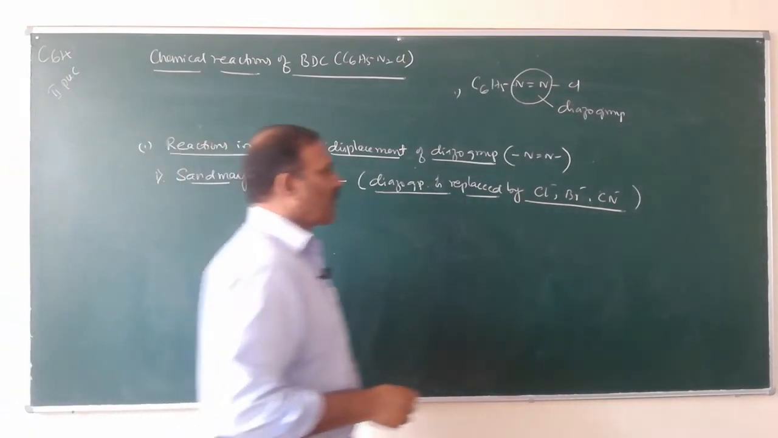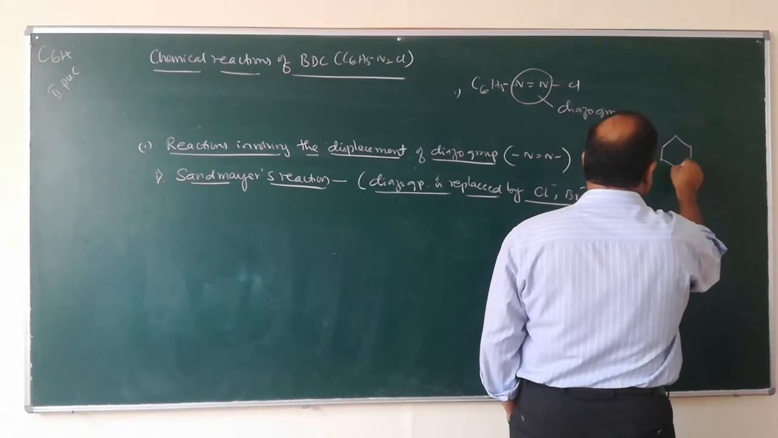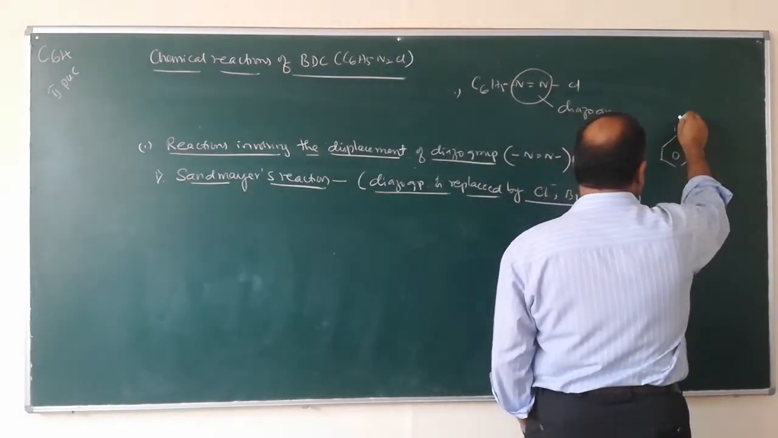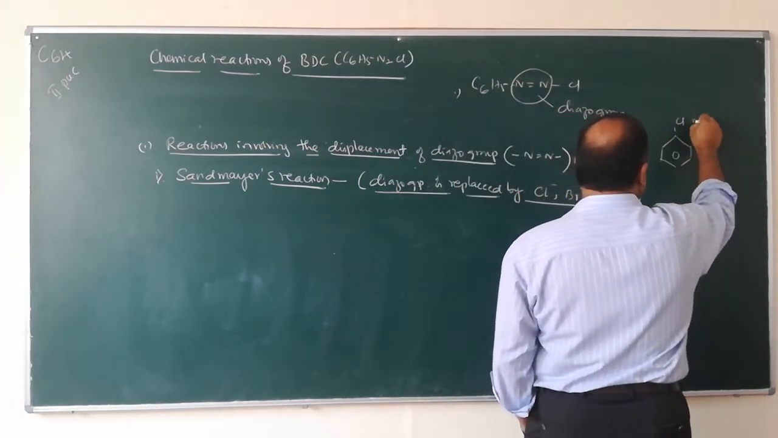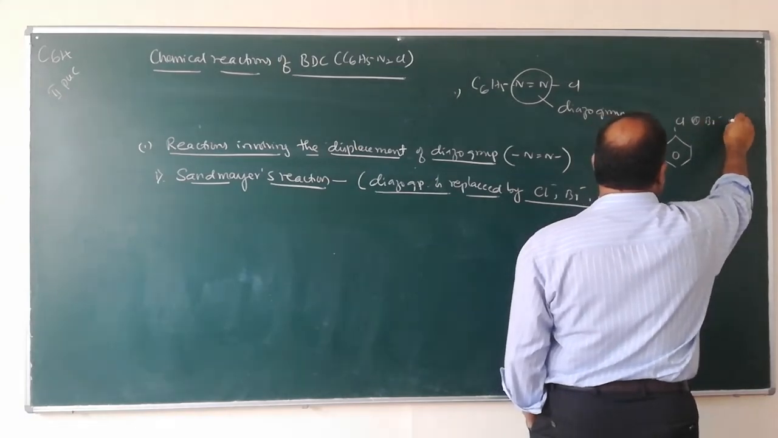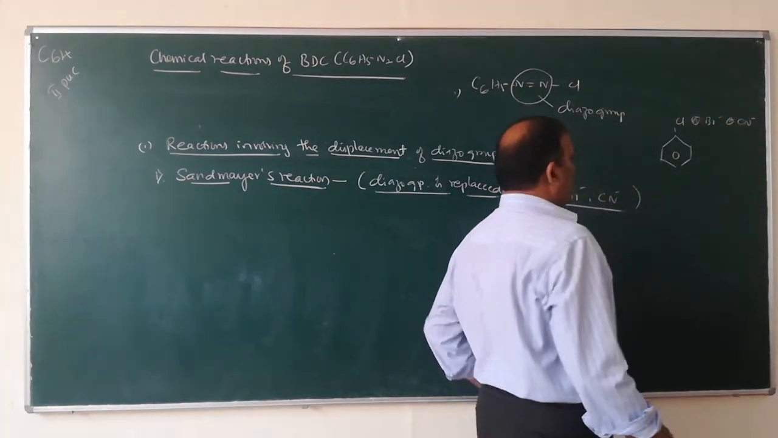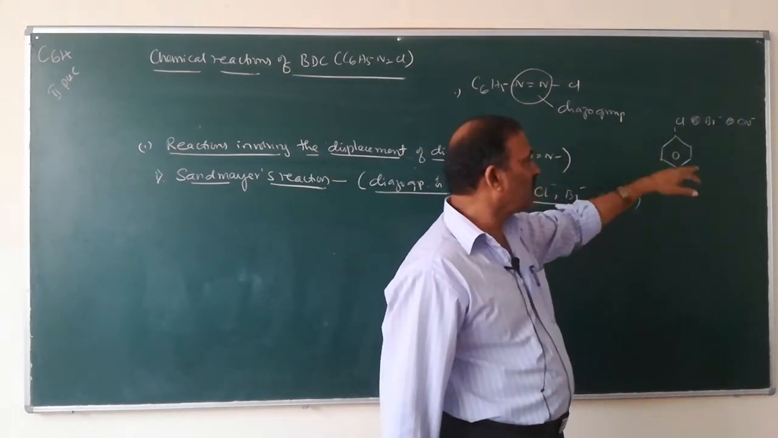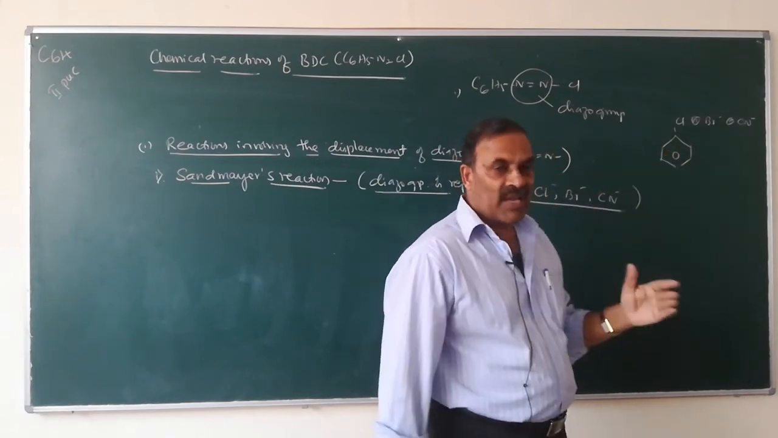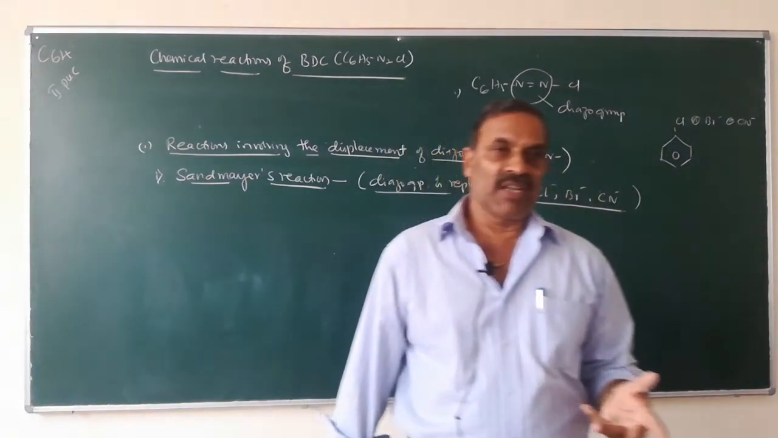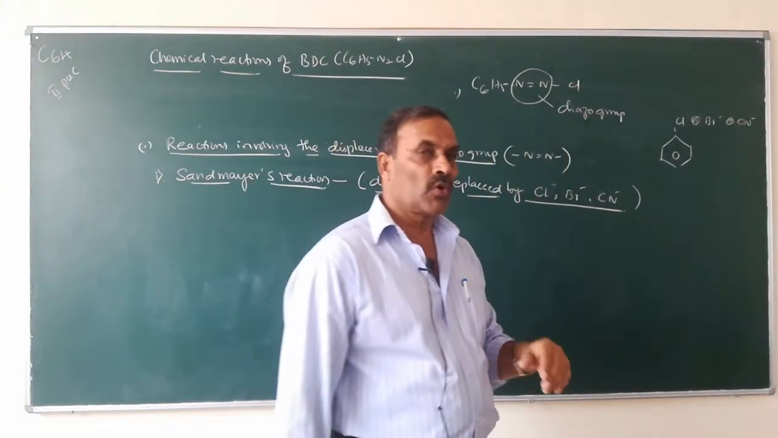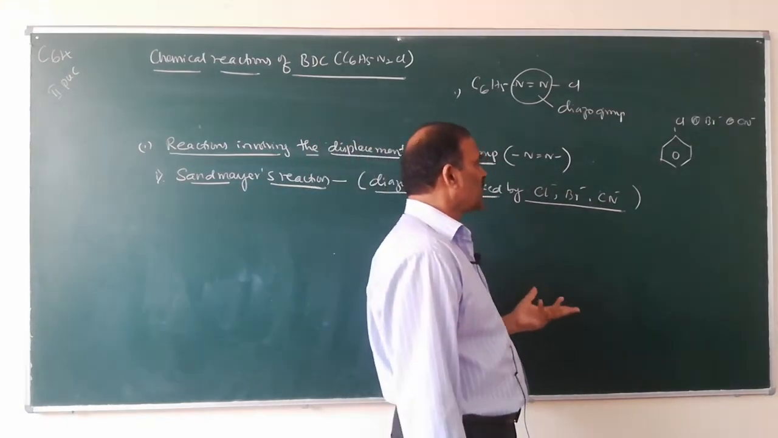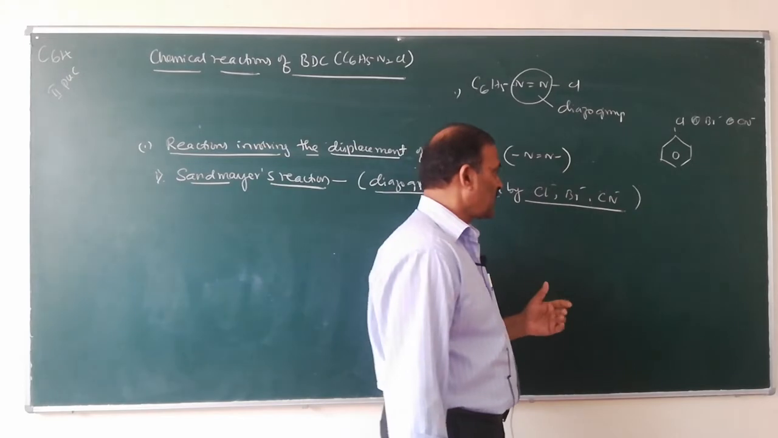Introduction of, so this is the benzene ring or aromatic ring. Introduction of Cl minus or Br minus or CN minus. Introduction of chloride, bromide or cyanide ions into the benzene ring by the action of benzene diazonium chloride with the corresponding halogen acids in presence of cuprous salts is known as Sandmeyer's reaction.